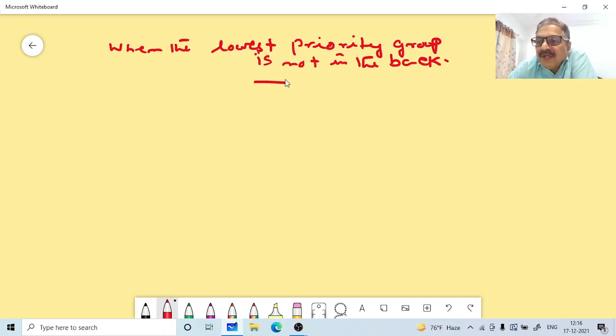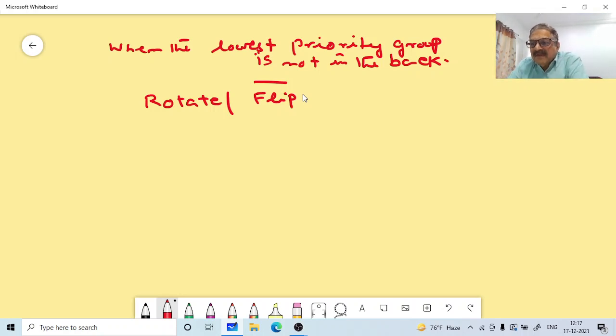Okay, if it is not oriented towards the back on a dashed line, then we have to rotate the molecule and flip. This is what you have to do here. Rotate and flip the molecule until the lowest priority group is in the back. Then follow the stepwise procedure, whatever we have discussed. If the lowest priority group is not oriented towards the back on a dashed line, then you have to rotate and flip the molecule until the lowest priority group is in the back. Then you have to follow the stepwise procedure here. Okay, that is how it is to be done.